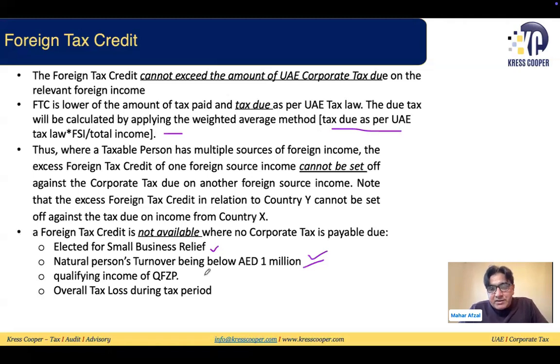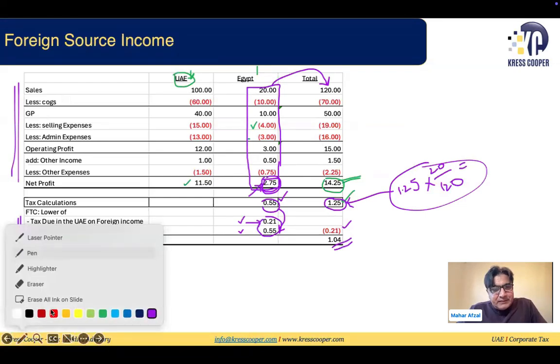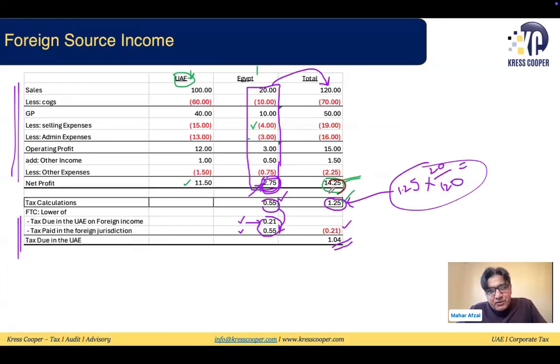This is quite obvious because whenever we are applying this technique, if this portion is zero, then it will become zero here as well. Once this is zero, it becomes zero here as well. Once it becomes zero, then the requirement of the law is the lower of due and paid on the UAE source income. Due is zero, paid is zero point 0.5. It means you will not be able to claim any tax in the UAE, no foreign tax credit.